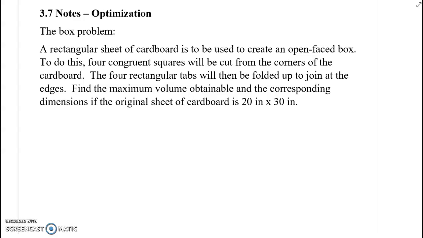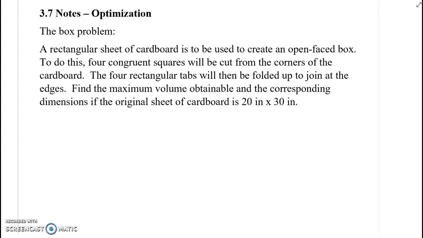Calculus can be used to optimize real-world situations. For example, you might have a limited amount of raw materials to make an object, a box perhaps, and you would like to make sure that you are being as efficient as possible with the use of your raw materials by making the box that has the most volume given the restrictions of how much material you have. So that's the box problem.